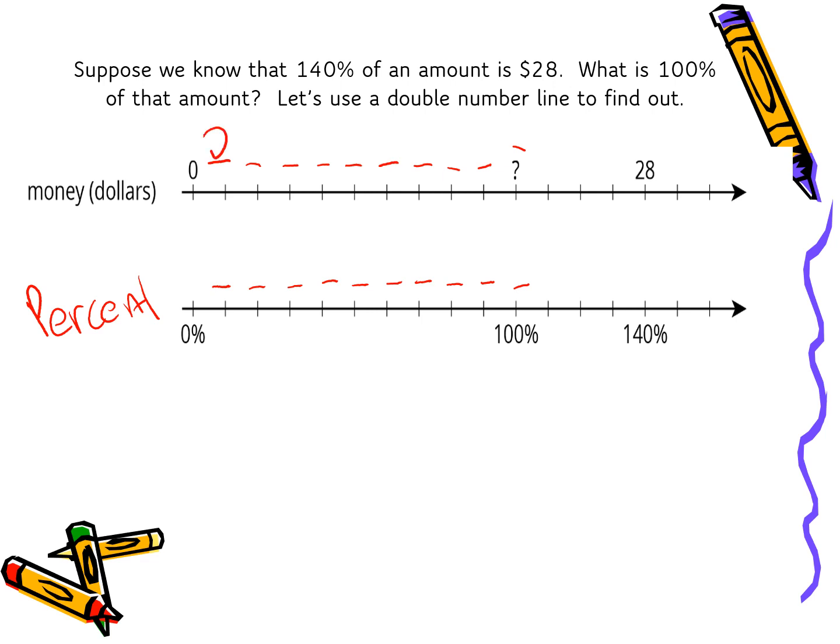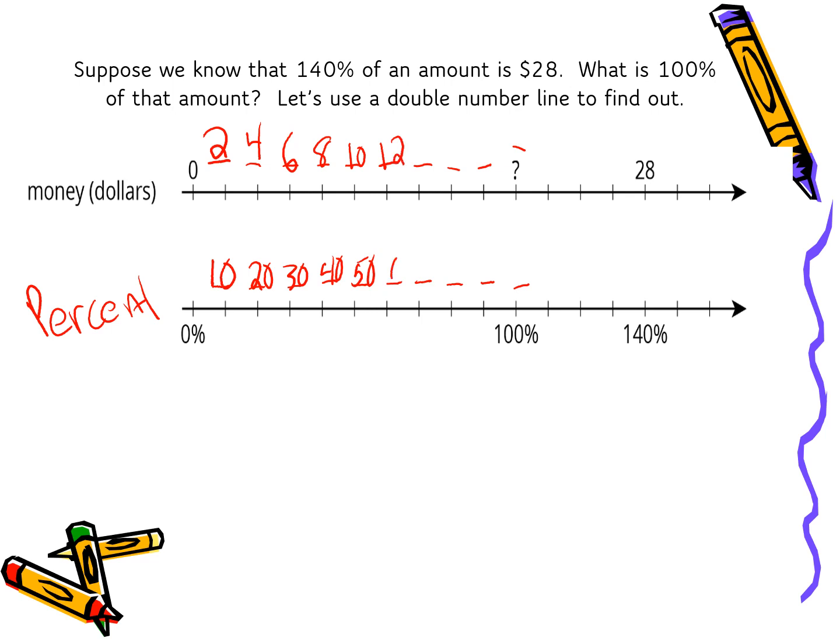This will be counting by twos. So if it's $2, it will be 10%. If it's $4, it will be 20%. $6, that would be 30%. $8, 40%. $10, 50%.